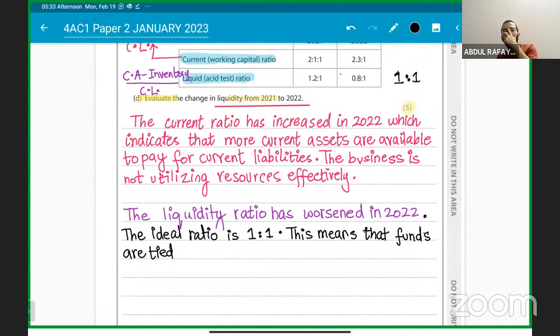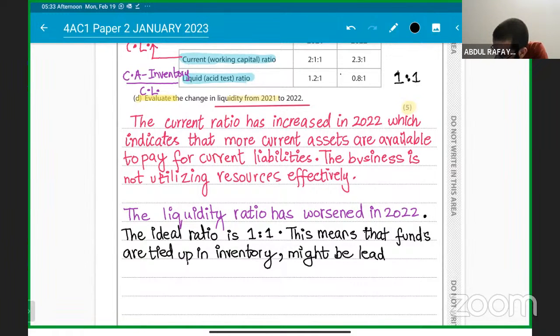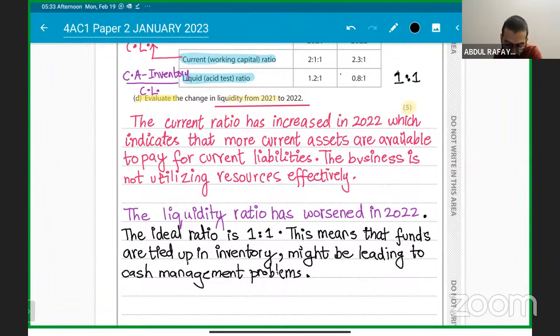This means that the funds are tied up in the inventory, which might be leading to cash management problems or liquidity problems.